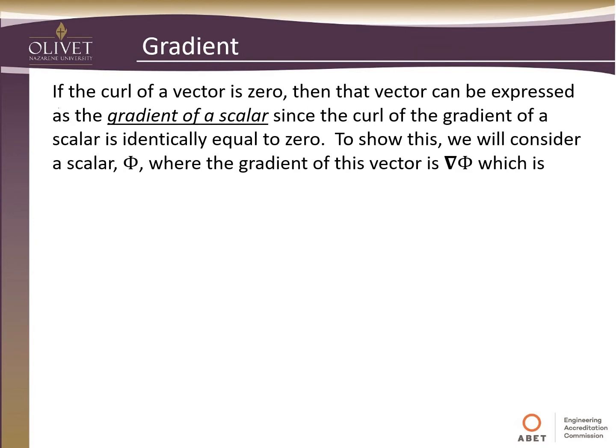If the curl of a vector is 0, then that vector can be expressed as the gradient of a scalar. Since the curl of the gradient of a scalar is identically equal to 0, that's the reason why we say this. So to show this, we want to consider a scalar. We'll just call it arbitrarily phi, where the gradient of this scalar is defined as del phi.